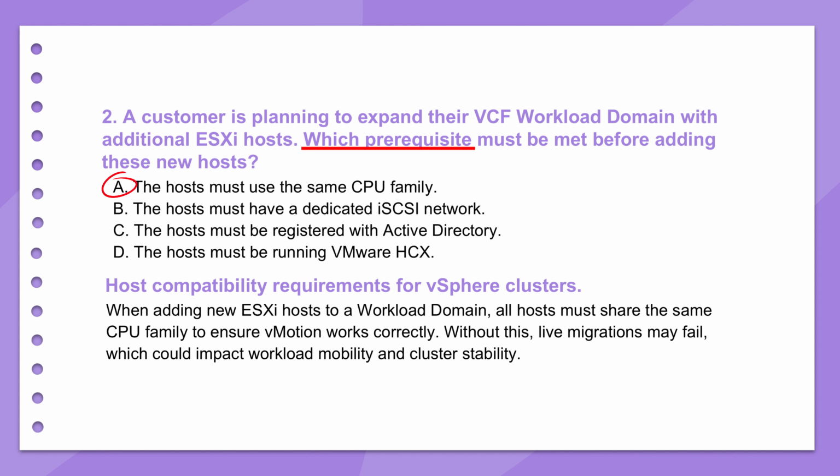Imagine trying to instantly shift a running video stream from one server to another, but the new server's brain, its CPU, speaks a slightly different dialect. Things stutter, or worse, they crash. So keeping the same CPU family ensures those operations are totally seamless, and you maintain that flexibility VCF is known for. Okay, that makes perfect sense.